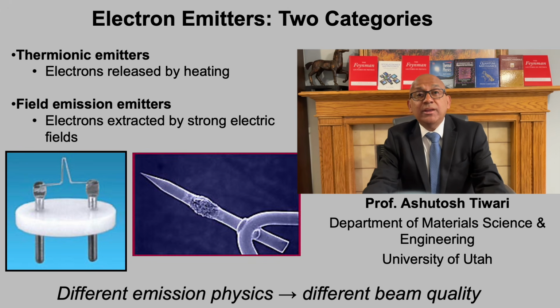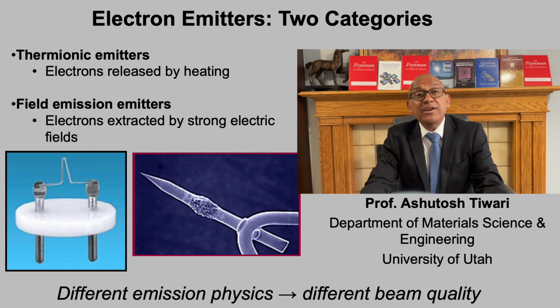In SEM, the primary electron beam can be generated through two fundamentally different emission mechanisms, and this distinction has important consequences for beam quality. The first category is thermionic emission, where electrons are released from a material by thermal excitation. Heating provides electrons with enough energy to overcome the surface potential barrier and enter the vacuum. This approach is technologically simple and robust, but it typically produces a beam with lower brightness and a broader energy spread.